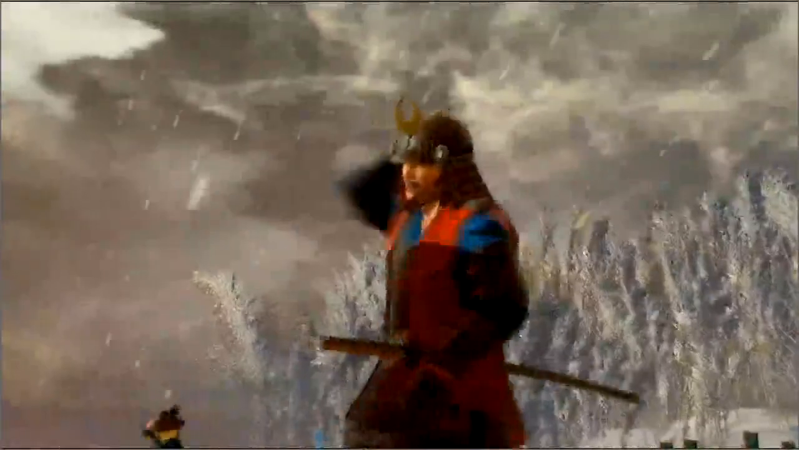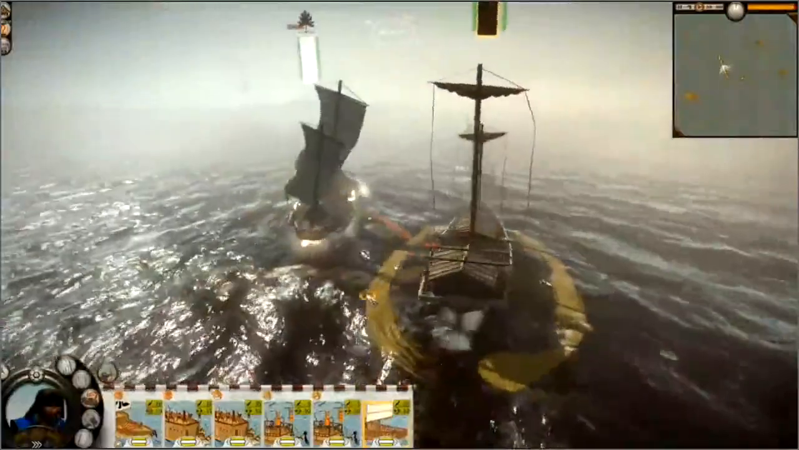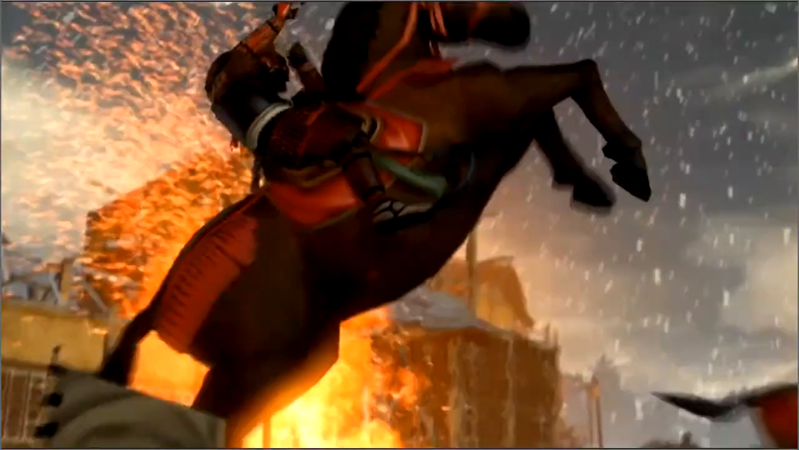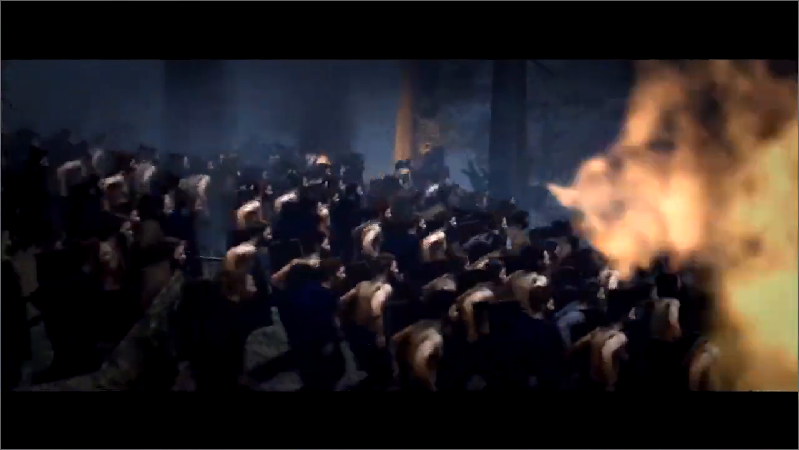This is the combination of the campaign and the battle gameplay. This is Shogun 2. So we've got naval battles and land battles. And Rome 2 is our latest title that's in development. And this is a particular demo battle, the Battle of Teutoburg.